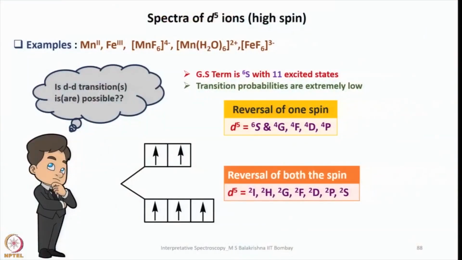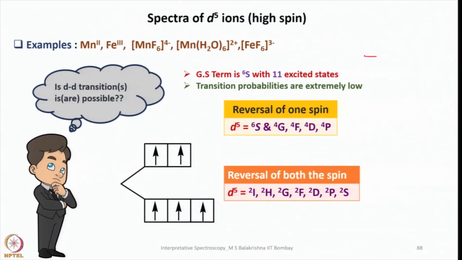Now we will consider another unique electronic configuration, d5. So, spectra of d5 ions, high spin ones. We have quite a few examples. Manganese 2 complexes and iron 3 complexes are d5 systems. For example, hexafluoromanganate 4 minus, hexaaquamanganese 2 plus, or hexafluoroferrate 3 minus all have a d5 electronic configuration and are high spin complexes.